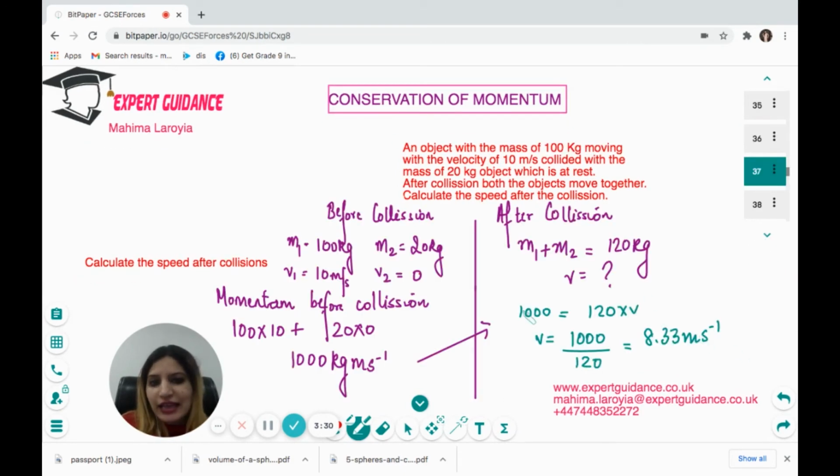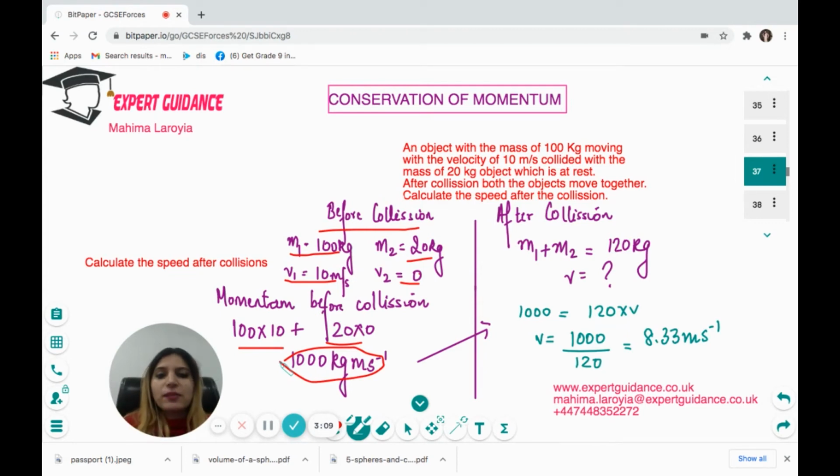Now let us look at it. Before the collision, we know that the mass of object 1 is 100 kg and the velocity is 10. So the momentum of body 1 is 100 times 10. But for the other body, since it is at rest, the momentum would be 0. So the total momentum before the collision is 1000 kilogram meters per second.